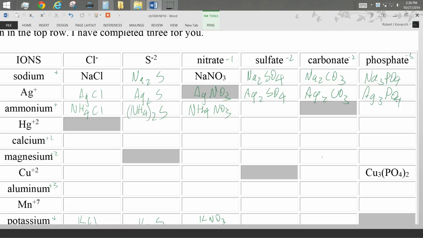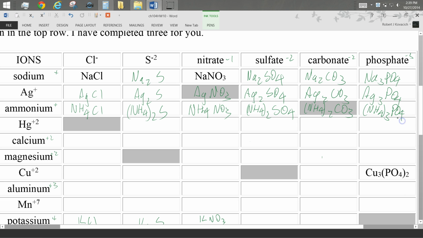And the ammonium, it's going to be very similar. I need 2 of them. And so I need the parentheses around that. Same thing for the carbonate one here. And then for the phosphate, we need 3. Okay. How about for the mercury? The next one down.